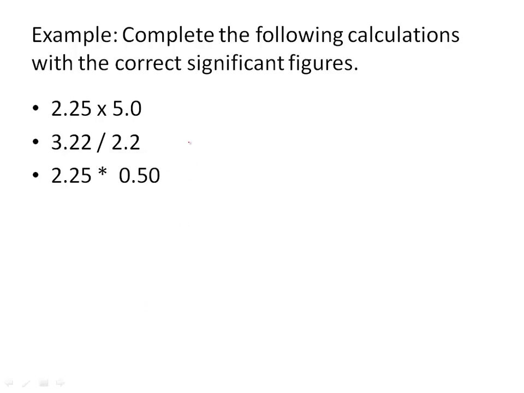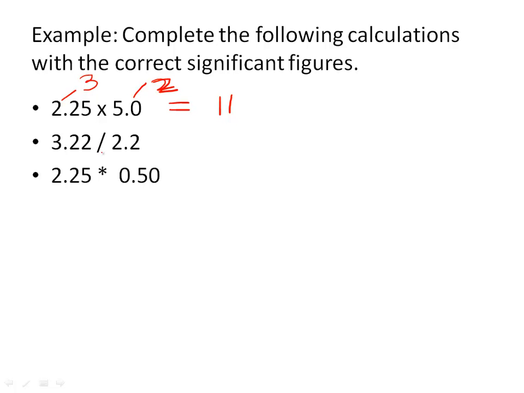All right, so we can work out a few of these. We have 2.25 times 5.0. We're multiplying. So when we're multiplying, we look at the total number of sig figs in each number. 2.25 has 3 sig figs because they're all non-zeros. 5.0 has 2 sig figs. The reason why is because this 0 is a trailing 0 and there's a decimal point present. So 2.25 times 5.0 is going to be 11. That means our answer only can have 2 sig figs.